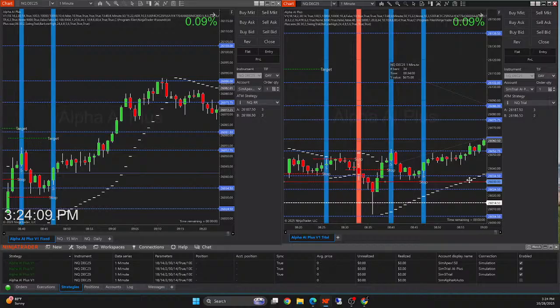So what I'm doing now is, do you see this? White dashes. I'm talking about the parabolic SAR. I want to see the parabolic SAR come above my stop loss. Once this happens, forget about everything here.